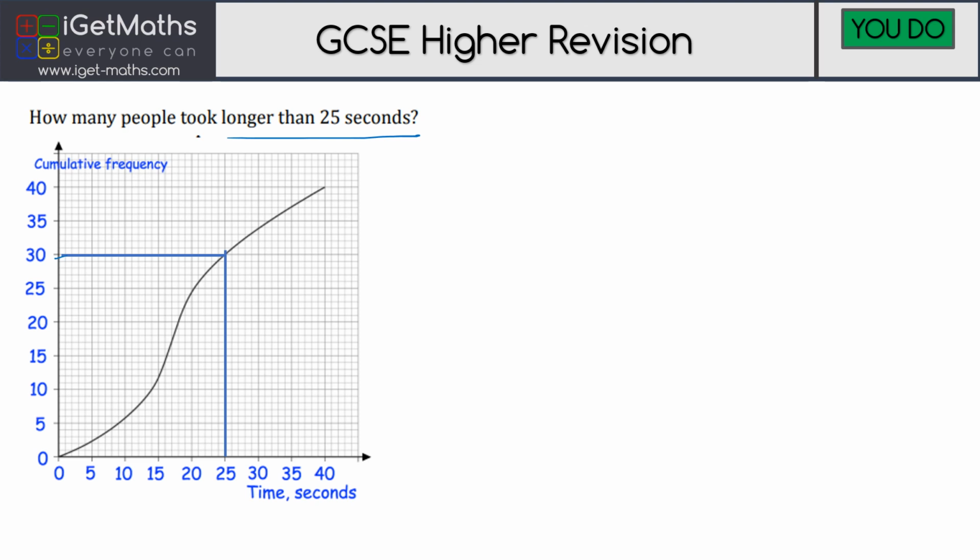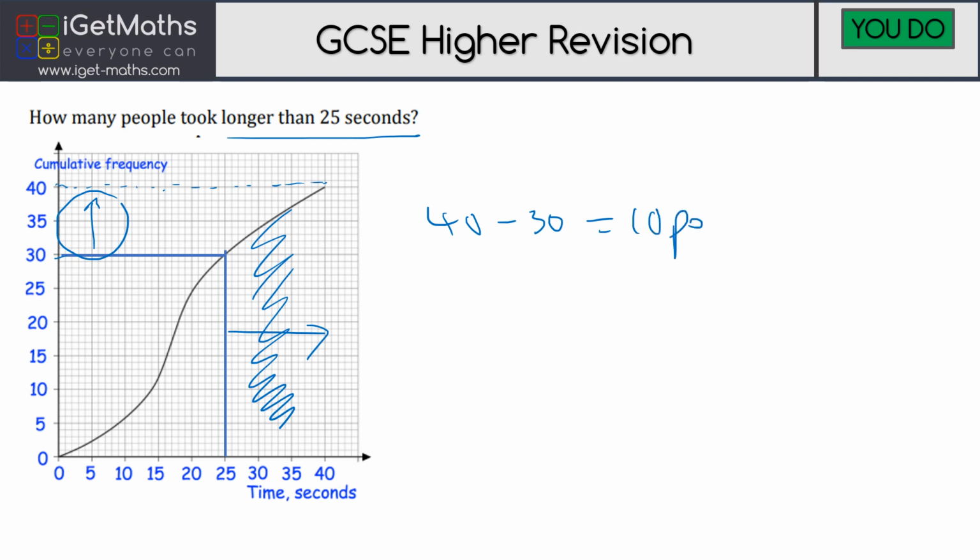So everything above the 30, which gets you to 40, that is how many people you have that took longer than the 25 seconds. So quite simply, you've got 40 minus the 30 that you're at, and that will give you 10 people that took longer than 25 seconds, and you're done.